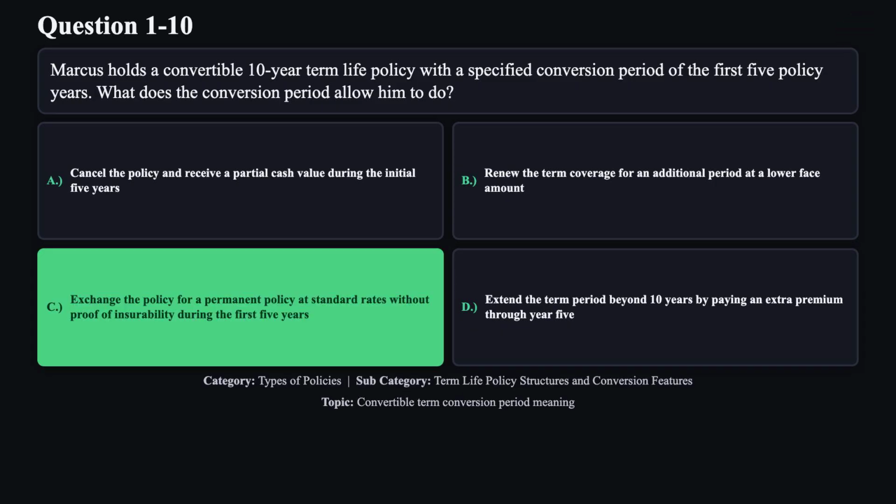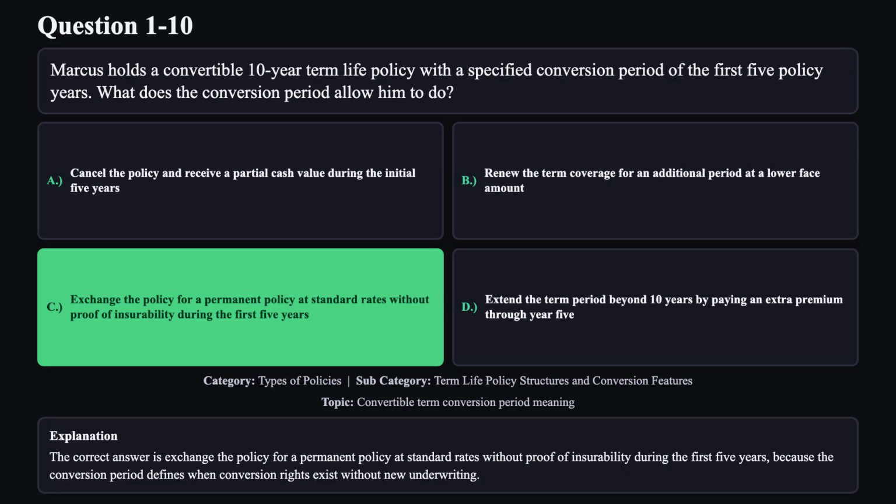The correct answer is C. The correct answer is exchange the policy for a permanent policy at standard rates without proof of insurability during the first 5 years, because the conversion period defines when conversion rights exist without new underwriting.